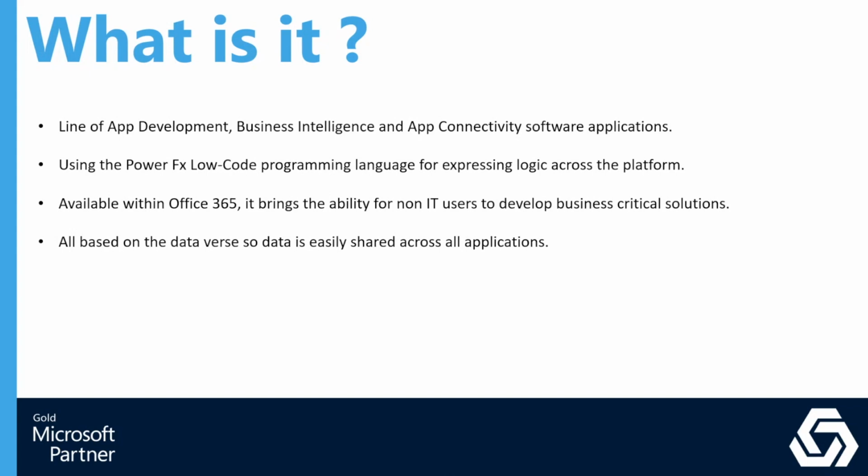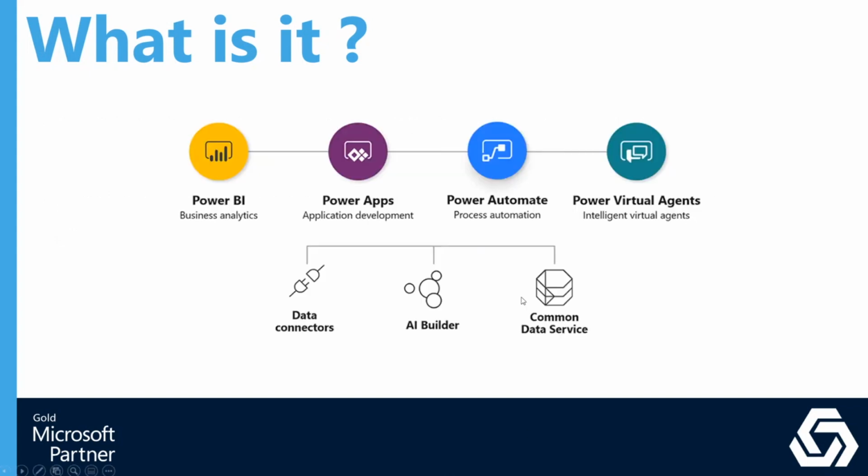Okie dokie. So the next slide. So what is it? The Power Platform is really broken down into 4 key applications. There's Power BI, PowerApps, Power Automate and Power Virtual Agents. All right. So they're the 4 key applications within the Power Platform.